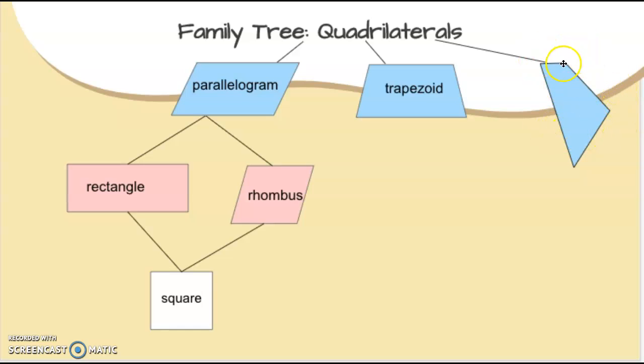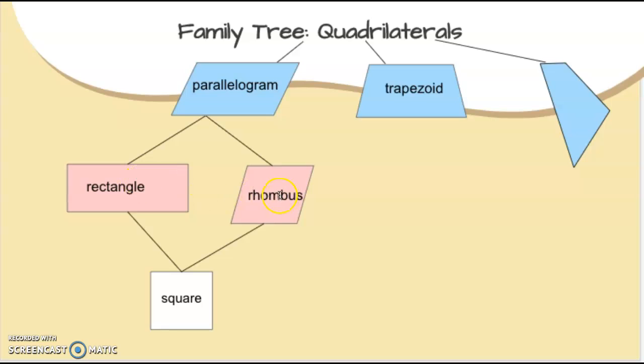So this regular quadrilateral just has 4 sides, 4 angles. A trapezoid has 1 pair of opposite sides that are parallel. The parallelogram has 2 pairs of opposite sides that are parallel. 1 pair, 2 pairs, no pairs. So the trapezoid's family stops here, but the parallelogram was able to have more babies, so to speak, where you're going to keep going down this family tree. So the parallelogram had a rectangle and a rhombus.